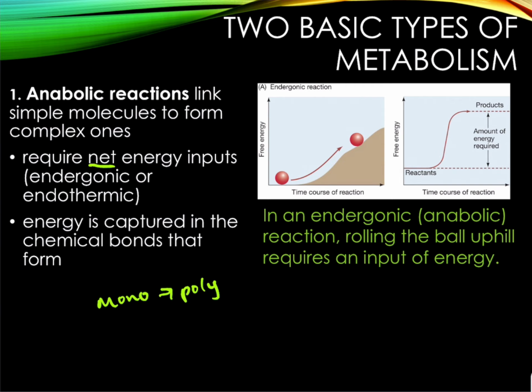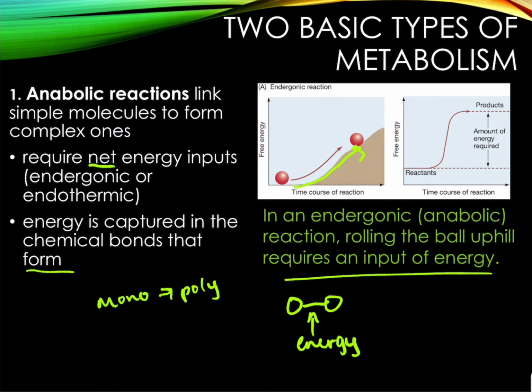So energy is captured in the chemical bonds that form in anabolic reactions. We create these bonds, going from mono to mono, and we create that bond to make a polymer or dimer or whatever, and in that bond we're going to store energy. That's what we're seeing here in this anabolic reaction. In this section, in an endergonic or anabolic reaction, rolling the ball uphill requires an input of energy. So free energy from the bottom of the hill to the top of the hill is going to require a net energy input to go from reactants to products.